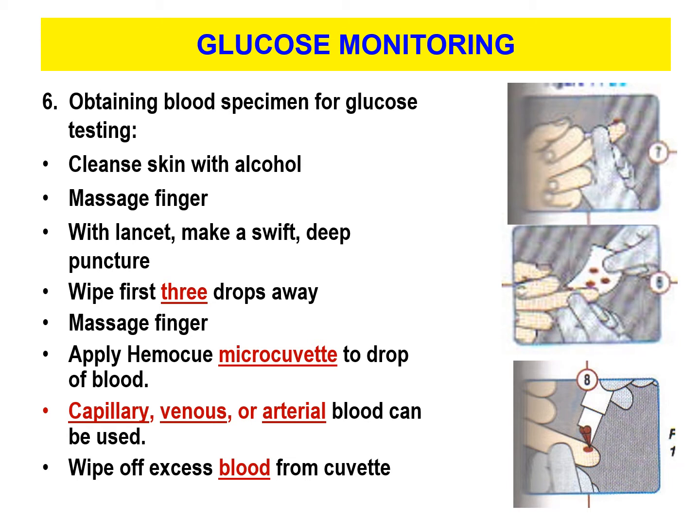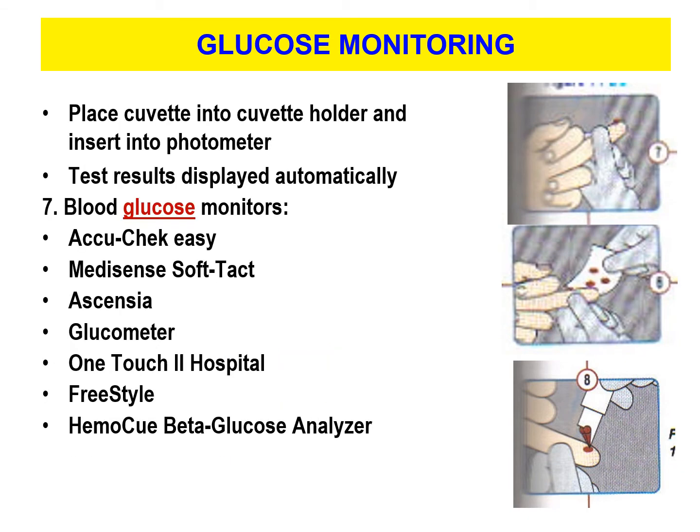Now, in this particular Hemocue, you can use capillary blood, venous blood, or arterial blood. You want to wipe off the excess blood from the outside of that cuvette. Then you place the cuvette into the cuvette holder and insert it into the photometer. Test results are displayed automatically on the screen. Now that's for that particular model.